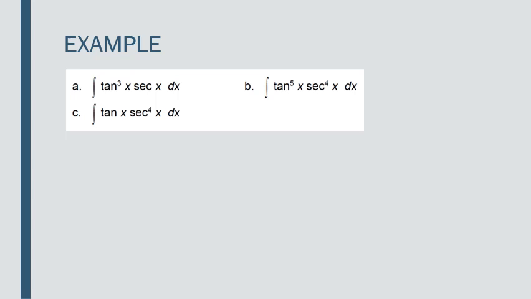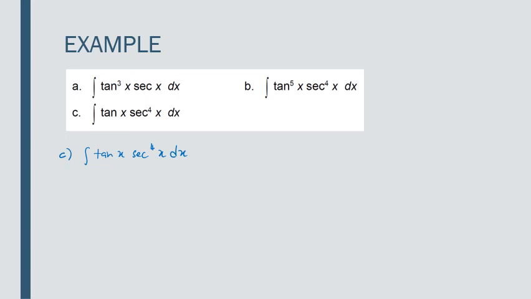Okay, I'm doing C. Then we have the integral of tangent x secant power of 4x dx. Right now we have tangent to the power of 1, but it is still odd, so we will still use the method. For this tangent to the power of 1, there is no need to split. What would we split it with? So no need to split.